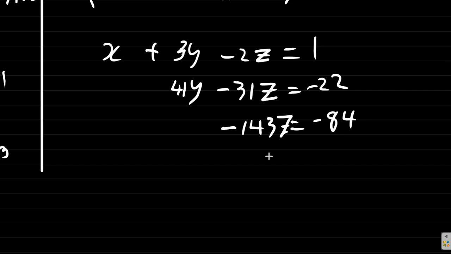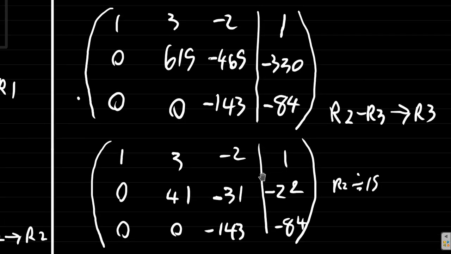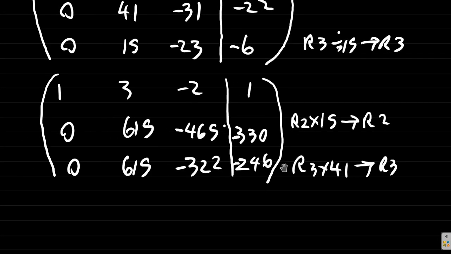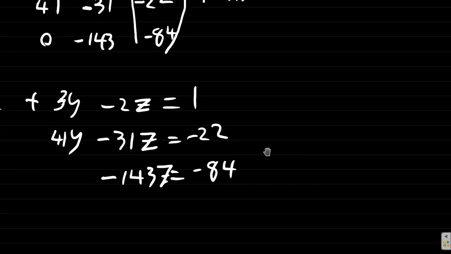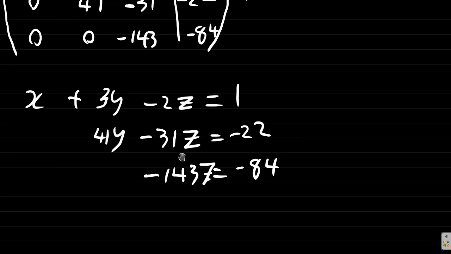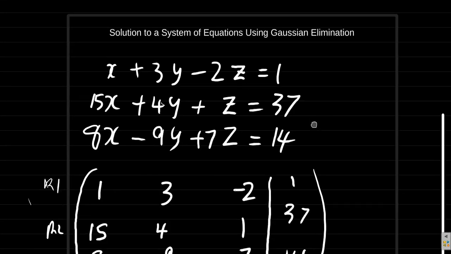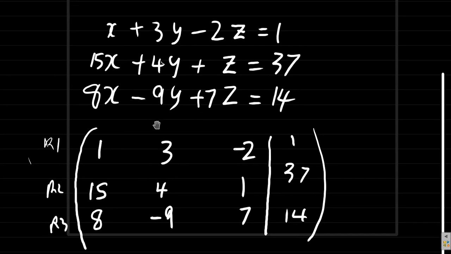So, negative 143z equal negative 84. So these are what we have here. So we could find out what Z is, substitute it here, find out what Y is, and so on. Now, let's just do a quick review of what we have before we finish.